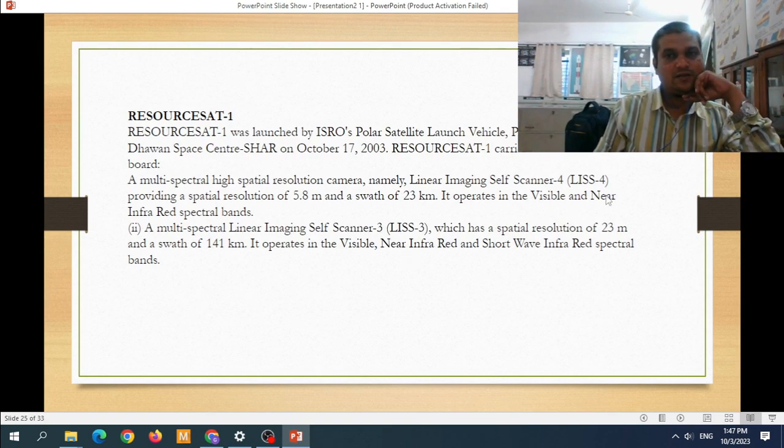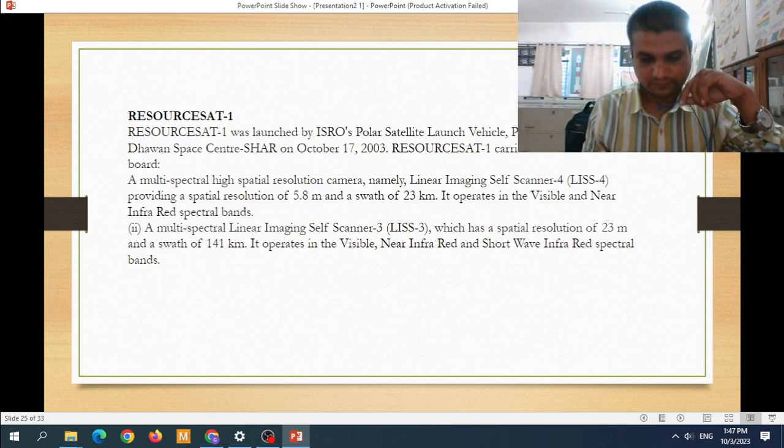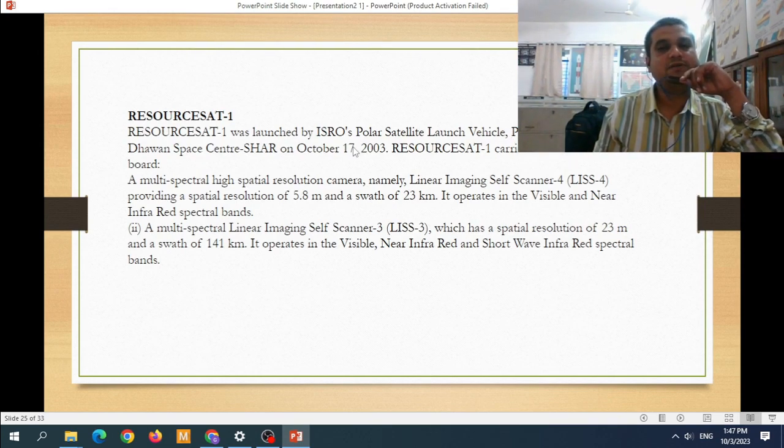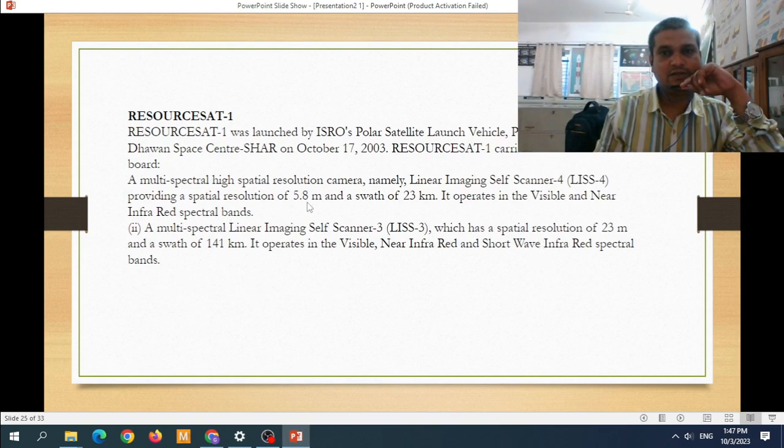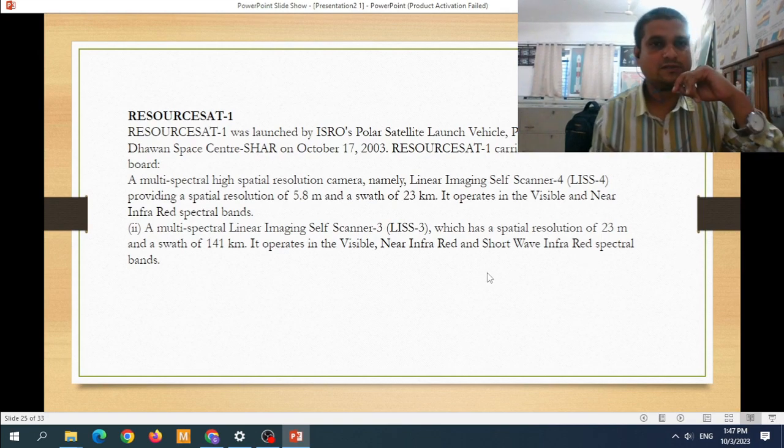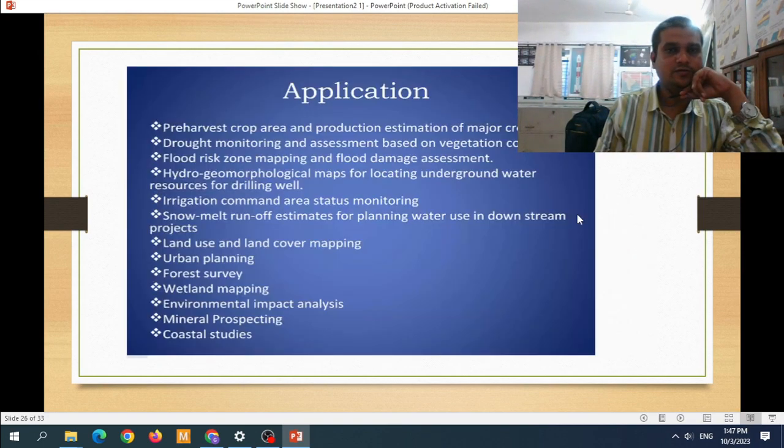Here you can see the launch by PSLV. You can just note down the points: the launch vehicle PSLV-C5, carrying the multispectral high spatial resolution camera, that is LISS-4, which has resolution of 5.8 m and swath of 23 km. The second is the multispectral linear imaging self-scanning camera, that is LISS-3, which has resolution of 23 m and swath of 141 km. It operates in the visible, near infrared and short wave infrared spectral bands. You have to remember this particular small point.